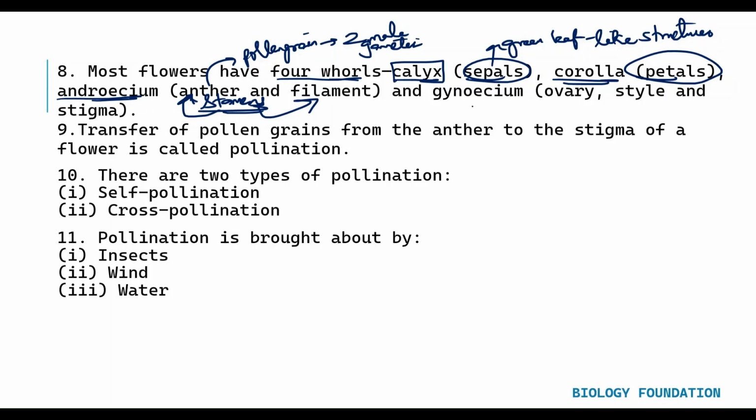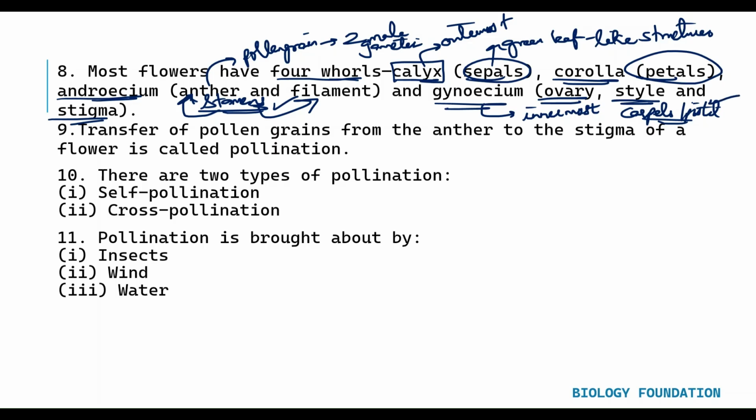Okay. The outermost whorl is the calyx, which is a group of sepals, while the innermost whorl in a flower is the gynoecium. Now, this gynoecium is a group of carpels or pistils, and each pistil or carpel consists of the ovary, style, and stigma. Right. So the male reproductive organ of a flower is the stamen.